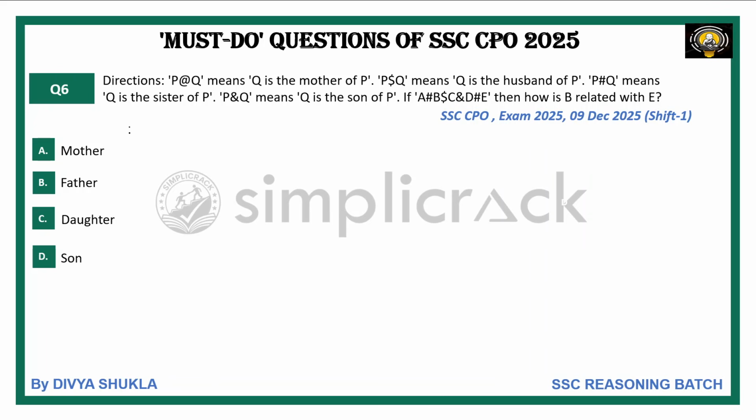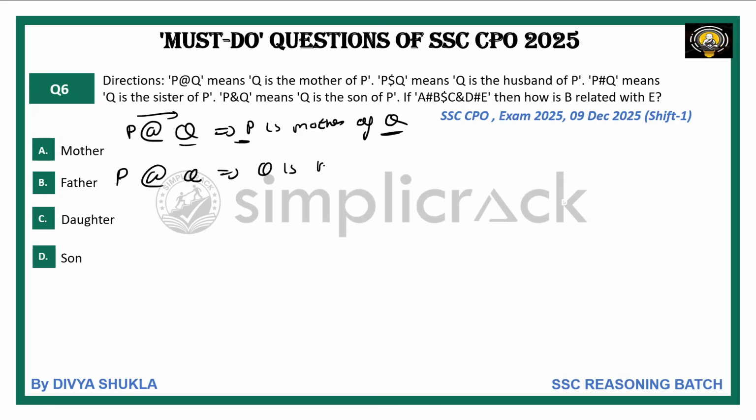What is the backward and what is forward? If I'm saying P at the rate Q, that is P is mother of Q, so this means I am going in the forward direction. That means P is first here and Q is second here. But if I am writing P at the rate Q, and Q is mother of P, which is given in the question, then this is the backward direction.